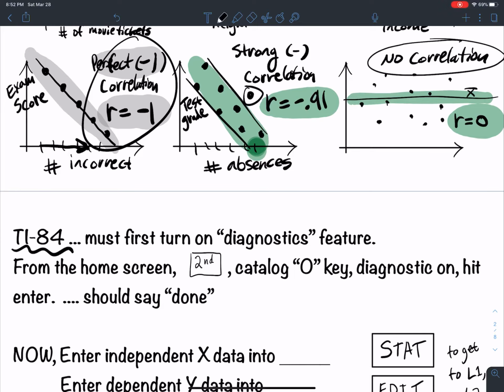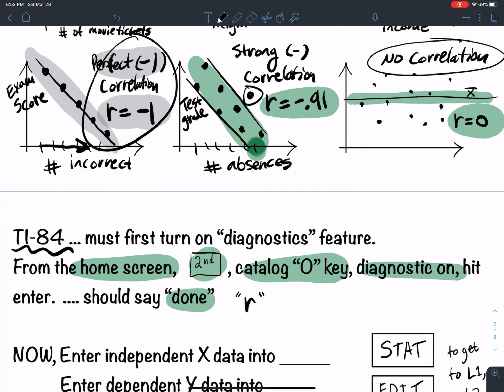How do we do this in our calculator? Okay, how do we do this in the calculator? So first, you've got to turn diagnostic on. Before you do anything, get to the home screen of your TI-84. Then you're going to go to second, catalog, and hit the 0 button, and then scroll down till you see diagnostic on. Hit it, hit enter, and then you should see the word done appear across the screen. Until you do that, it will not output the R value.